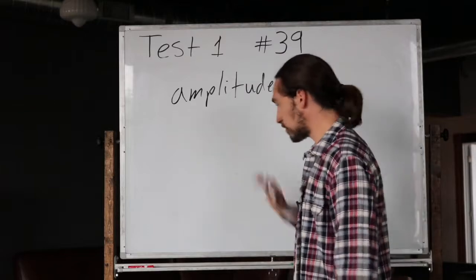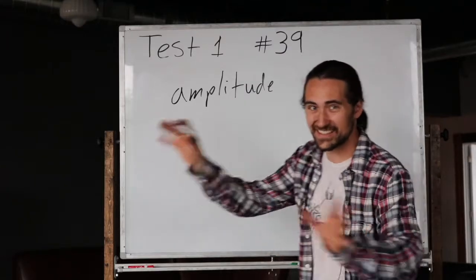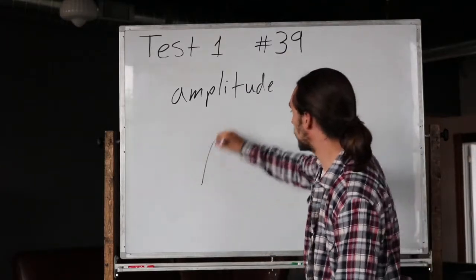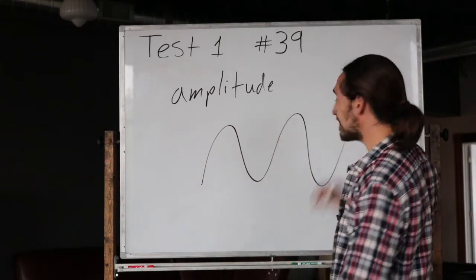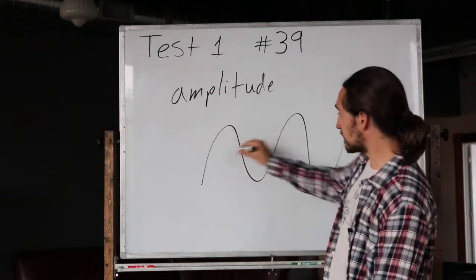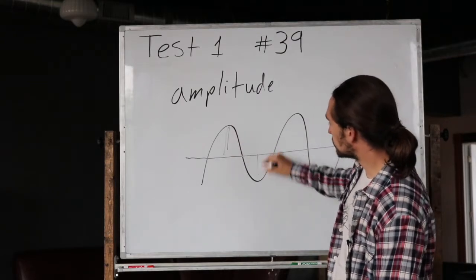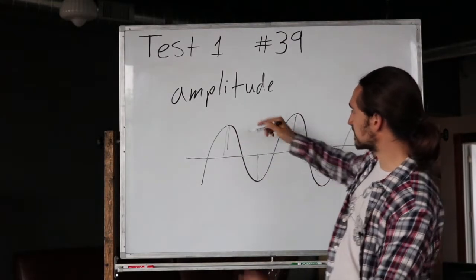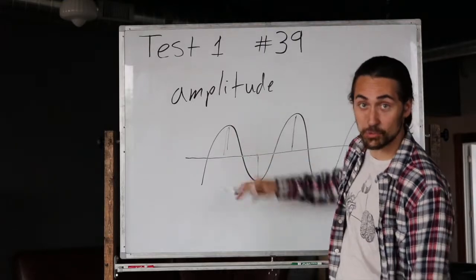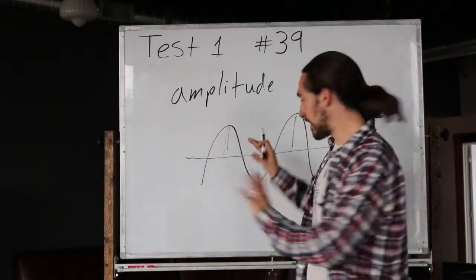So amplitude, what this is when you have a graph, any trigonometry graph, right? When it goes like this, the amplitude is, if you were to draw a line straight to the middle of this, it's this distance right here, right? Think of it as like half the distance between the highest and lowest point. That's the amplitude.